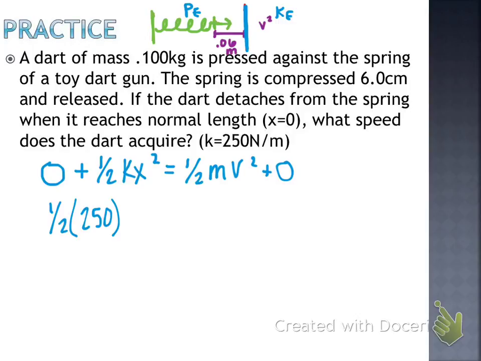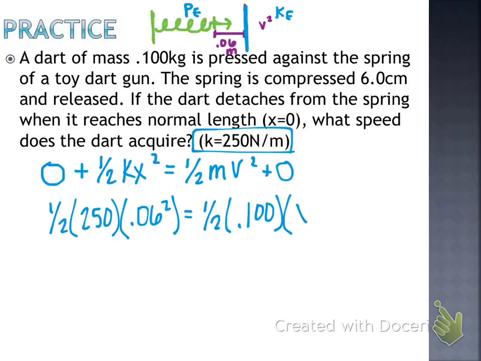The 250 is our spring constant, which is given to us here. Our initial displacement was 0.06, which has to be in meters. The mass of the dart is 0.1 kilograms, and we're solving for velocity. Will we usually be solving for velocity? Not always. For some reason, that's what most of my examples were, but I wouldn't say that's a no.